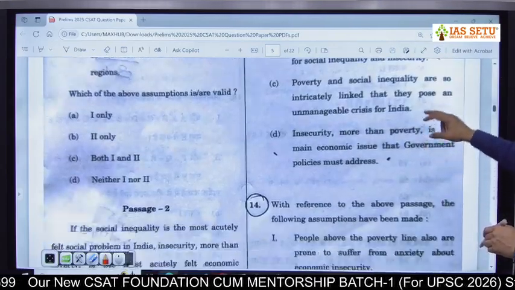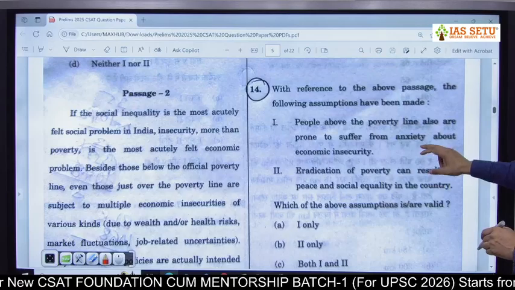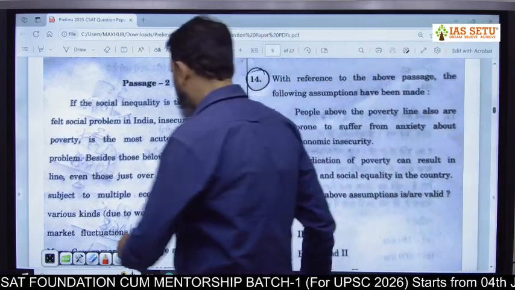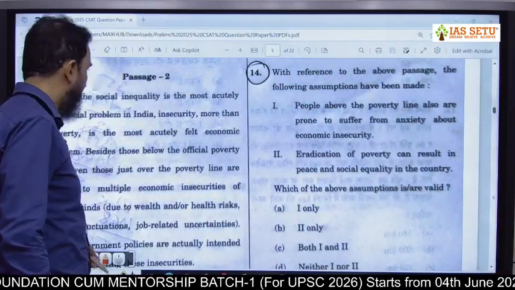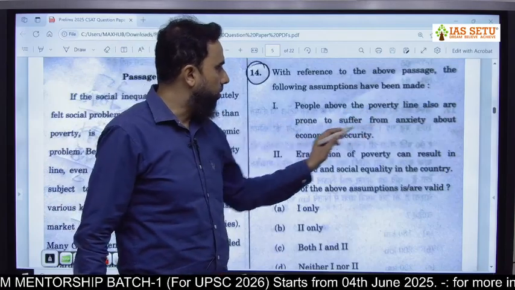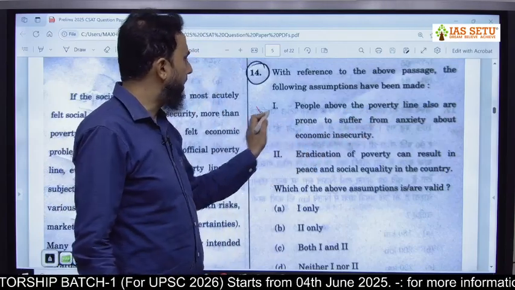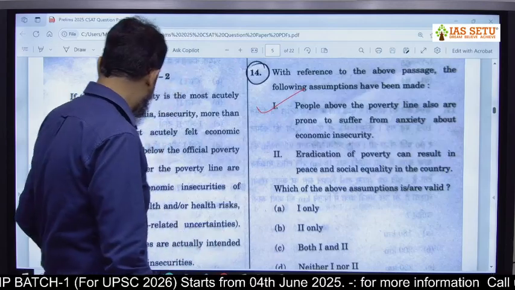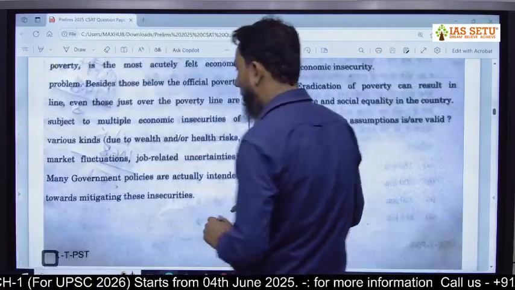Now question 14, second question, assumption. People above the poverty line also are prone to suffer from anxiety about economic insecurity. Very simple, it directly follows; the data support is given in the passage.